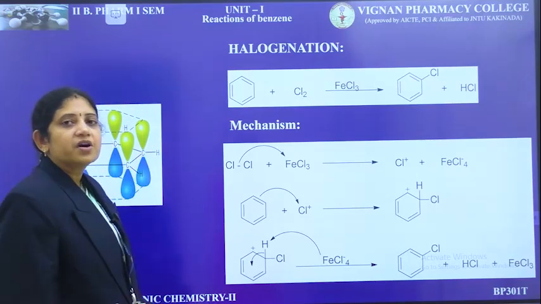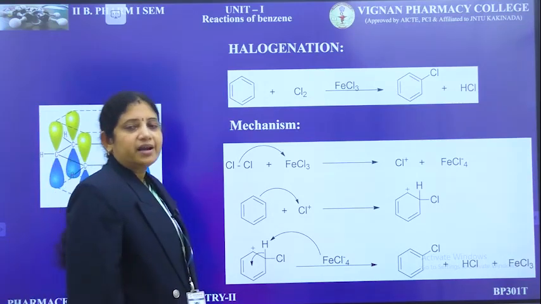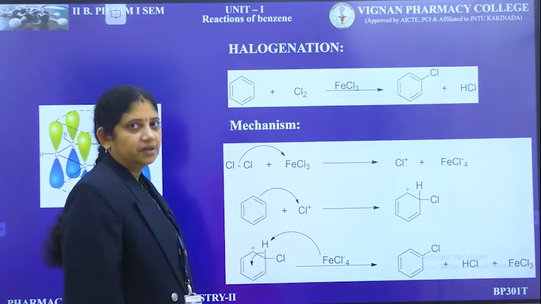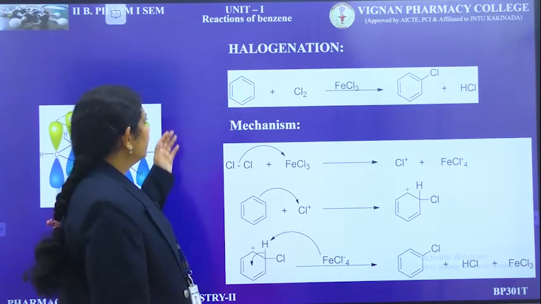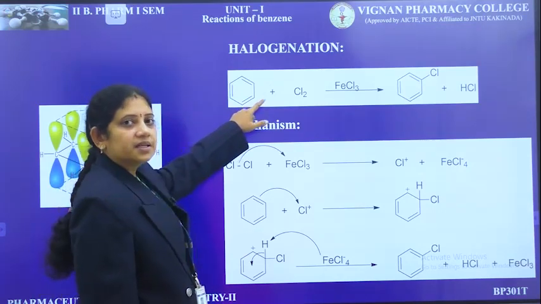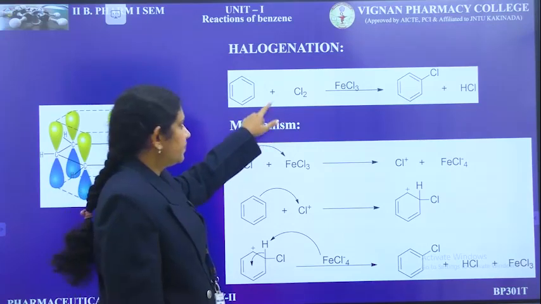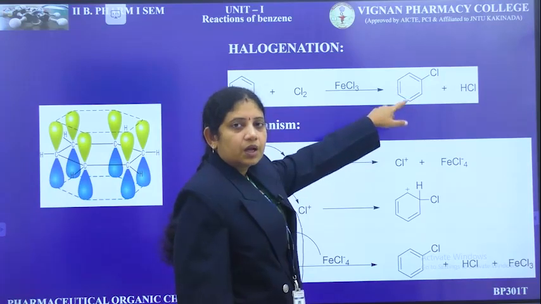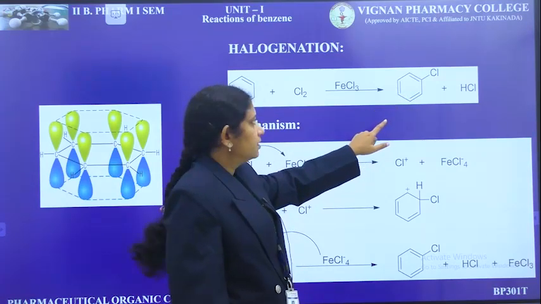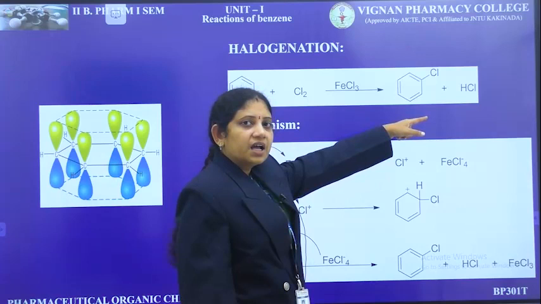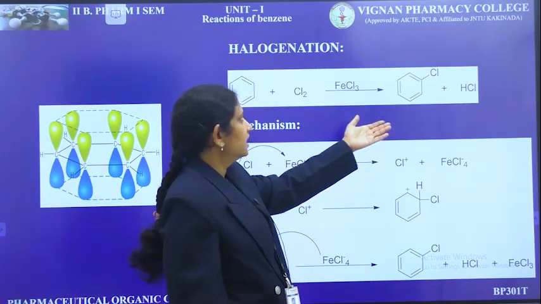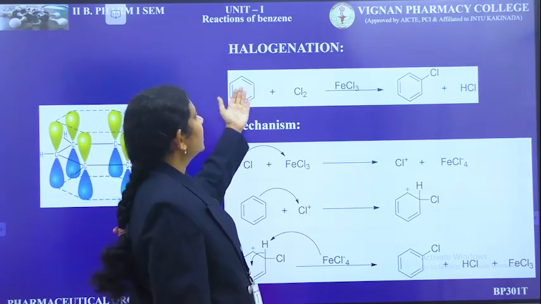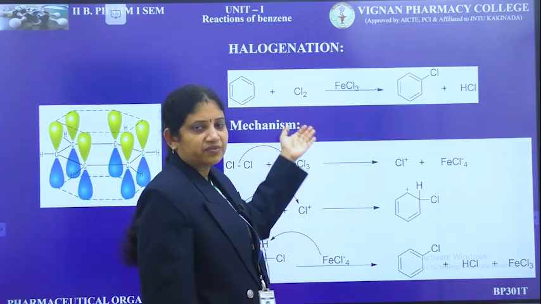So next, coming to some of the important electrophilic aromatic substitution reactions. Coming to halogenation, for example, take chlorination. When benzene is treated with chlorine in the presence of ferric chloride, it is able to form chlorobenzene along with the release of HCl. What is that HCl? Here, one of the hydrogens of this benzene is replaced with one of the halogen atoms of the chlorine.